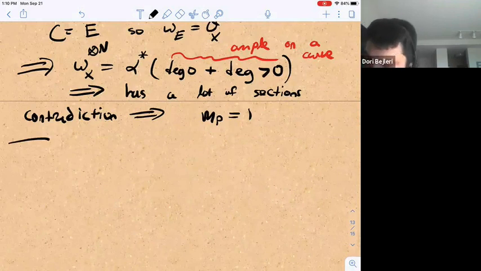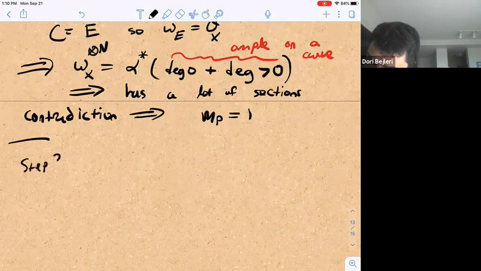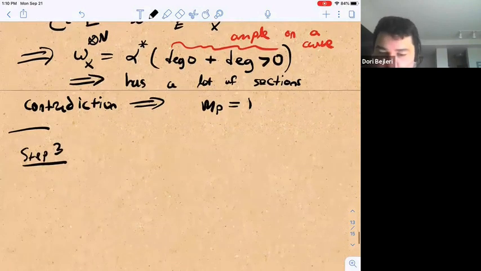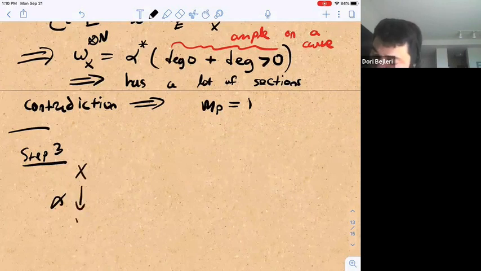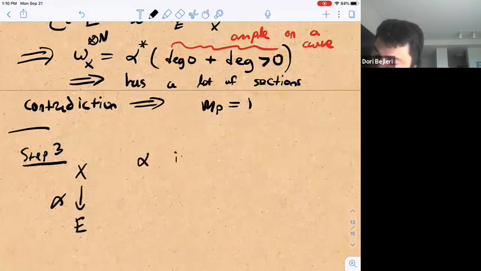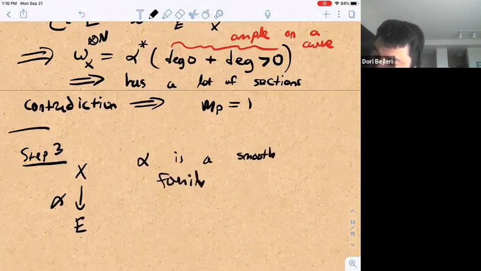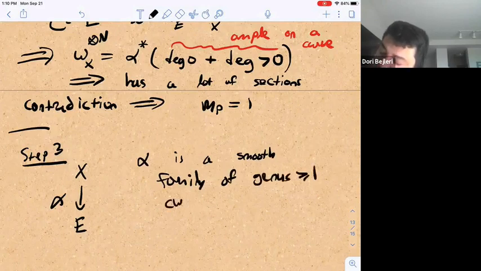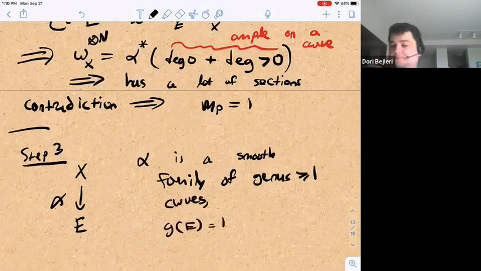So now, where are we? Let's recap. I'm not sure if I've lost track of my numbering. In my notes to step 3, I have no idea if I actually followed that. So now, what do we have? We have a morphism alpha from X to E, where alpha is a smooth family of genus greater than or equal to 1 curves, and the genus of E is 1. So that's where we're at.